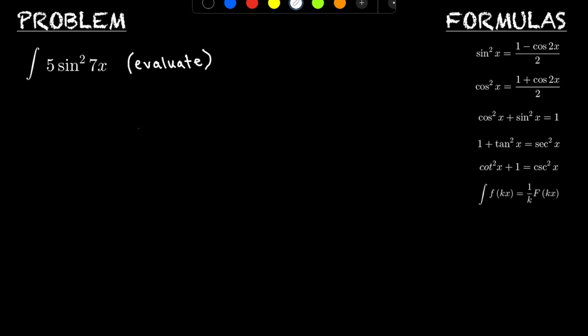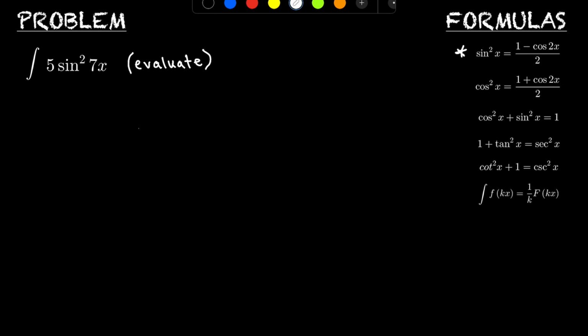For today's problem, we are going to integrate 5 sine squared 7x. And the reason we can't integrate it right now is because we don't have any type of integration formula for a sine squared. So what we have to do is get rid of the sine squared and reduce it by using the reduction formula right over here.